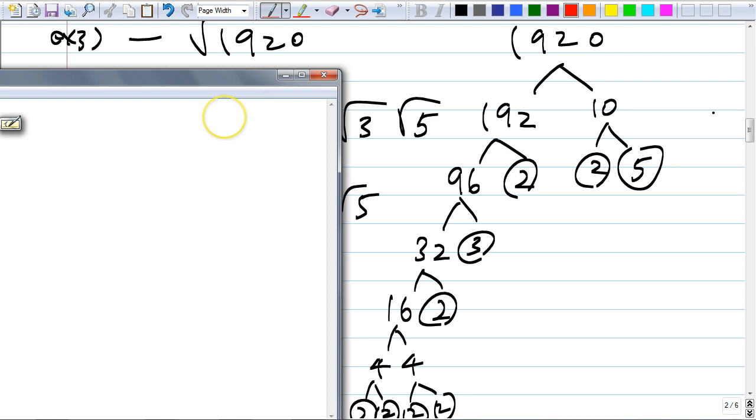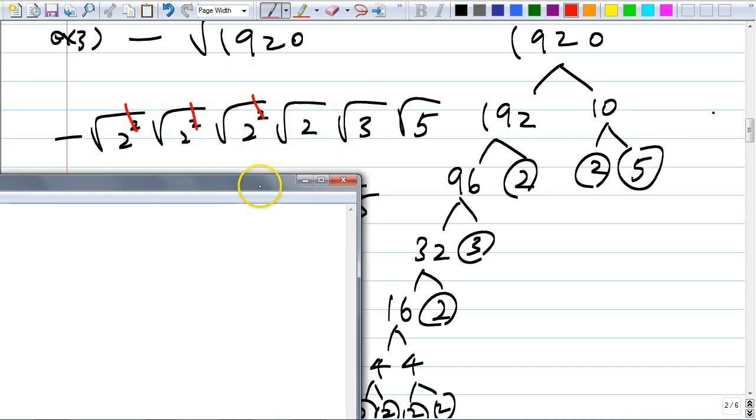How many 2s did you get? 7. I got 7. So did you all circle your leaves? Especially when you get a tree that's this big, you want to circle your leaves because you don't want to mess up, right? So I got 1, 2, 3, 4, 5, 6, 7. Yeah, I got 7 factors of 2. How many 3s did you get? 1. How many 5s? 1. That's all you get, right? So did you all pair them up like this?